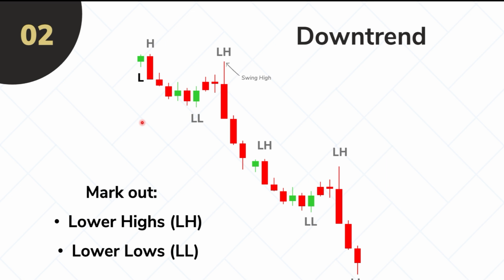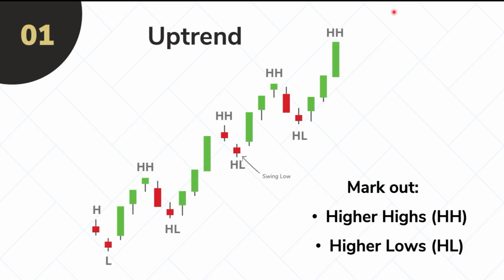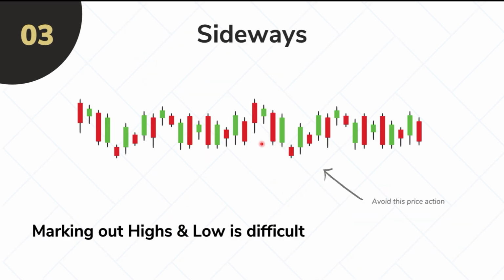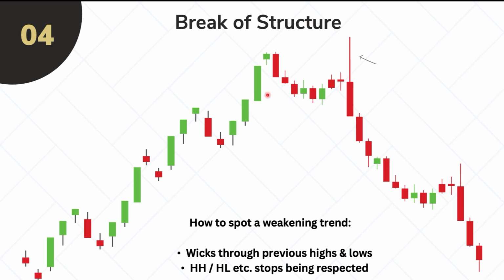Keep trading a downtrend and an uptrend because in those moves, you can make the most money. If you're in an uptrend, you can go long, going up. If you want to go short, do it in a downtrend. Sideways, stay off the charts. Marking out highs and lows is very difficult, so just avoid this overall. Then let's talk about a break of structure.